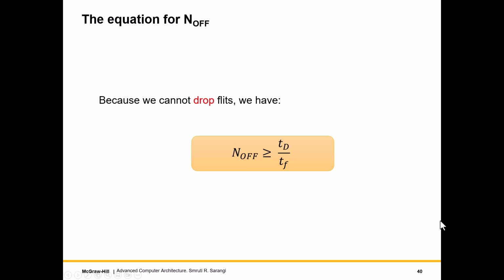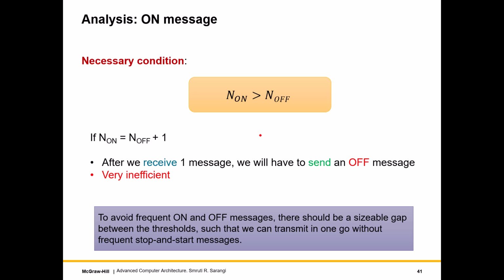Now, because we cannot drop flits, a straightforward extension of this argument would be that n off is greater than or equal to TD by TF, right? So this is a standard result that we have been seeing. Now what is the necessary condition between n on and n off? Well, n off basically says that, look, if I have enough free buffers, then it means that I'm just at my minimum. So what I need to do is send an off message, right? So this is what it says.